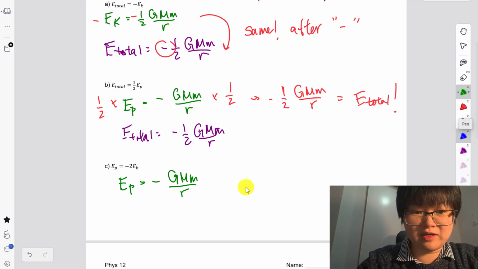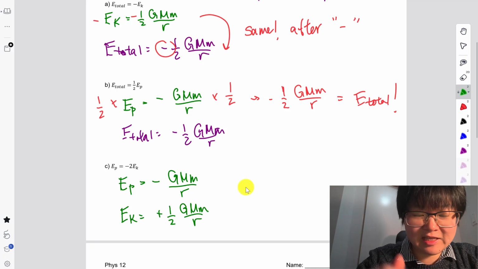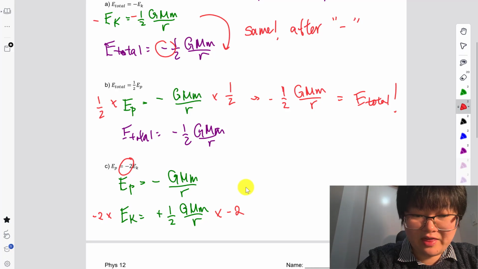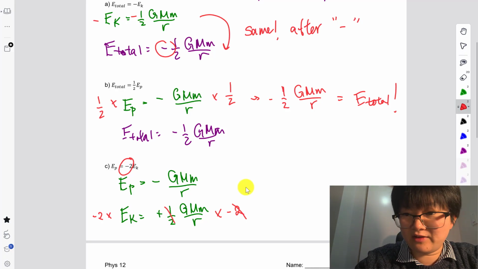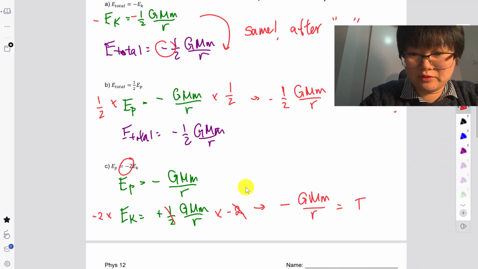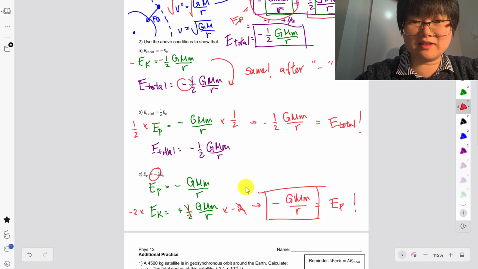Okay, so last one, I have EP. I got that written down. EK, we already know this is a positive 1/2 big G, big M, small m over R. Now, actually no, the opposite. I need to get EK to look like EP. So I just have to multiply this by -2. If I multiply this by -2, then this 2 cancels out with the 1/2. Then I get negative big G, big M, small m over R, which is equal to potential energy. Wow, look at that. Isn't that beautiful? Look at this interesting relationship.